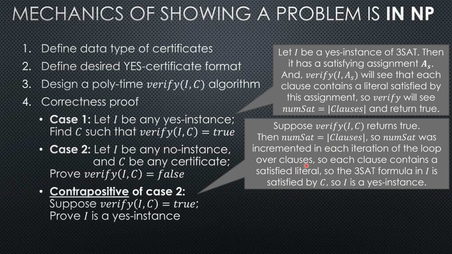And we only increment it if we've proved to ourselves that that clause contains a satisfied literal, a literal that's satisfied by the assignment described in C. And it has to be an assignment described in C, because if we return true, that means we didn't return early in our failure cases, where we check if this thing really is some assignment of the correct number of variables. So we prove to ourselves that each clause really is satisfied by the assignment given in C. So that implies the 3SAT formula is satisfied by the assignment C. So this is a yes instance. I must be a yes instance.